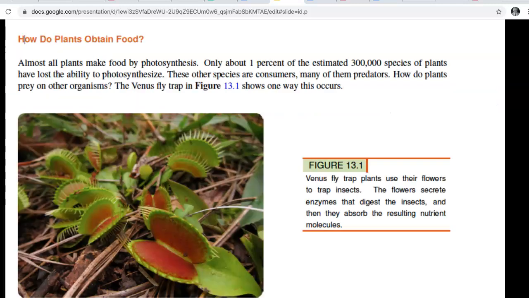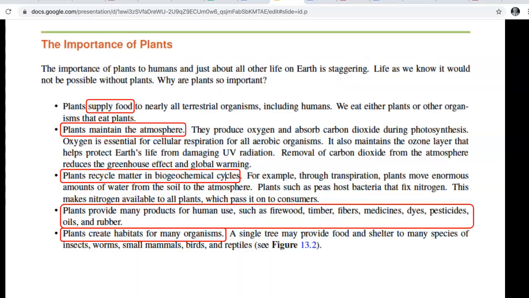We've studied a lot of this. How do plants obtain food? Most plants do it by photosynthesizing, but there are a few that have lost the ability and have to get their energy somewhere else. Some of these are like the predator you see here, which is a Venus flytrap, which lives in very nutrient-poor soil, but gets its nutrients from insects that it captures.